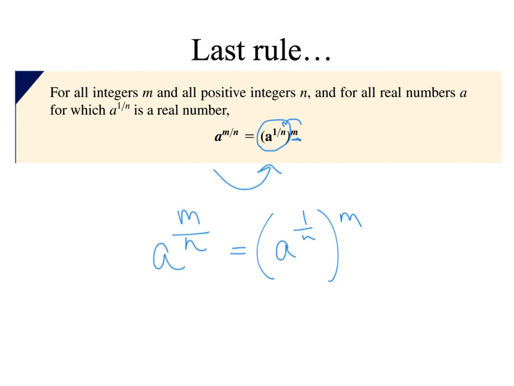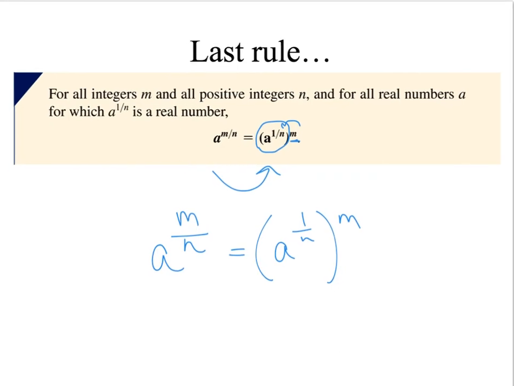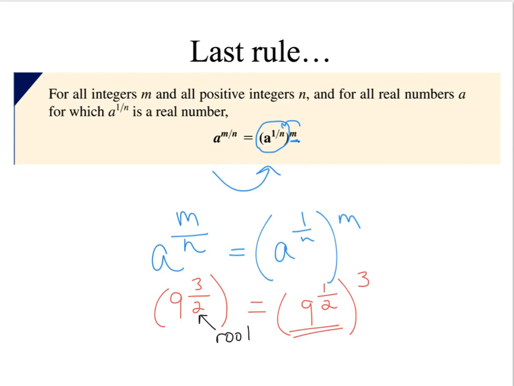If I have something like 9 raised to a power of 3/2, we can break that up then. That's the same as 9 to the 1/2 power raised to a power of 3. And 9 to the 1/2 is the same as the square root of 9. So what we're having here is the denominator is telling us the root to take, and the numerator is telling us the power then to raise that answer to.